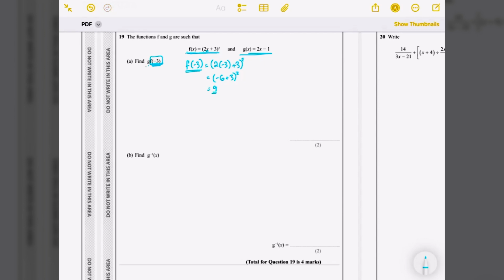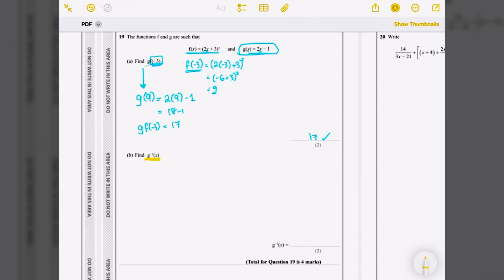So this is the same as saying g of 9. Let's see my function of g. It's this one over here. I'm going to replace it with 9. So that's going to be 2 times 9 minus 1, 18 minus 1, which equals 17.